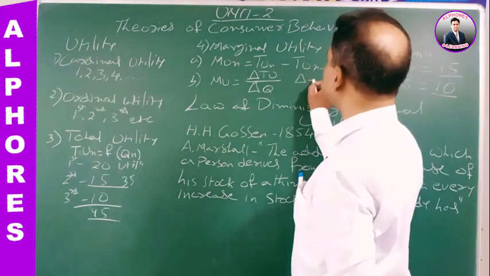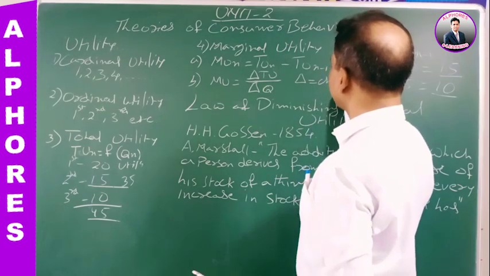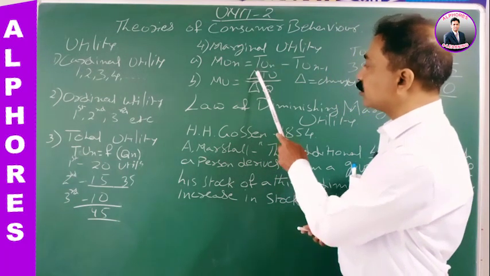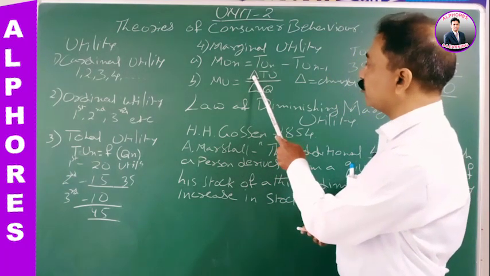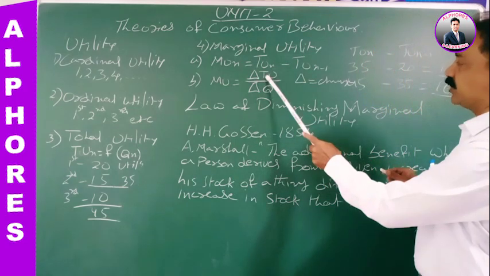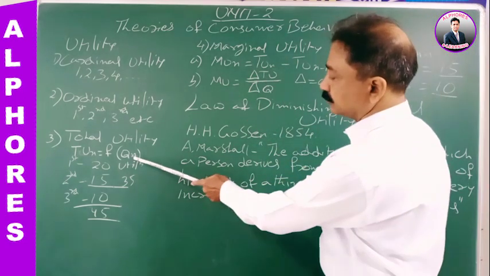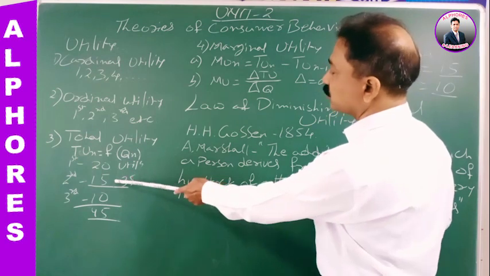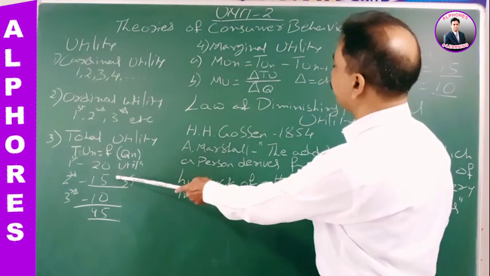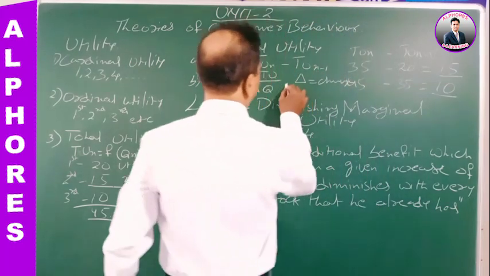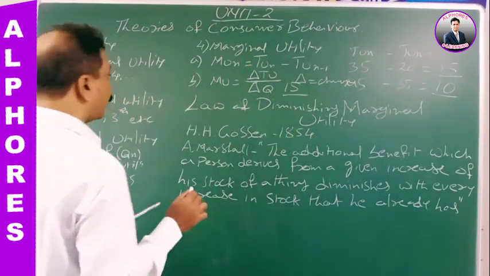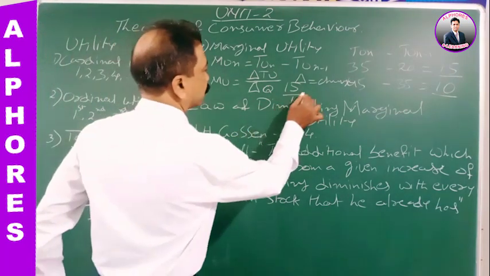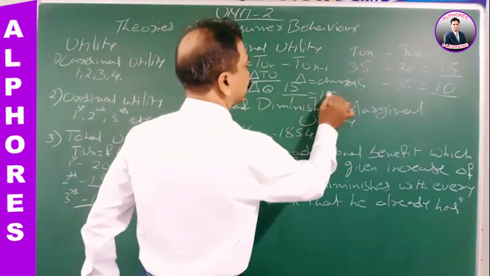Delta means what? Change, or difference, between these two things. Now we will see in detail what the difference is. 20 and 35, the difference is how much? Delta TU is 15. And delta Q, how much quantity difference came? 1. So 15 divided by 1 is equal to 15.